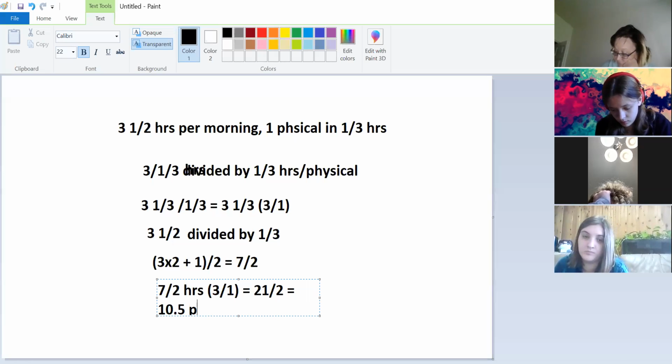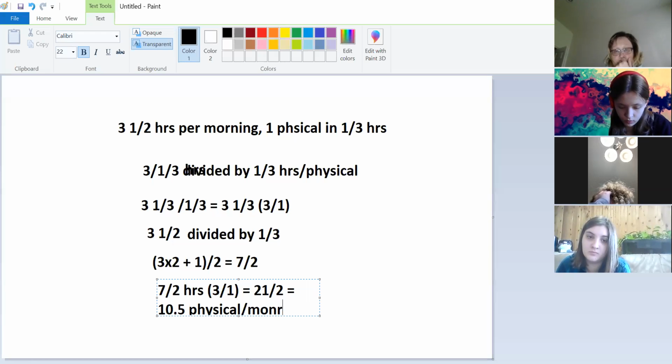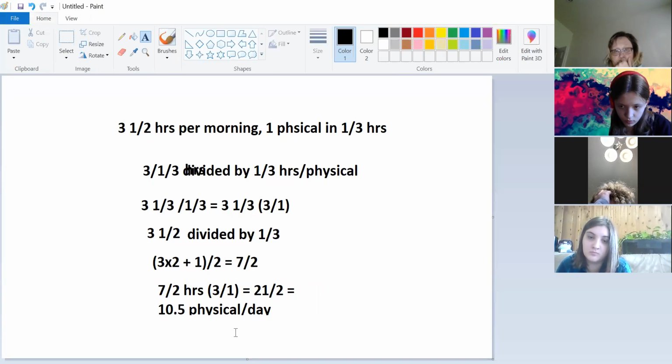You actually can't do a half physical, so I don't know how they work that out, but it's per morning or per day, I guess. So it's 10½ physicals per day. By converting the 3½ into an improper fraction, divided by 1/3, you flip and multiply. That's how we get 10½, okay? Does that make sense? Questions on that part? No?